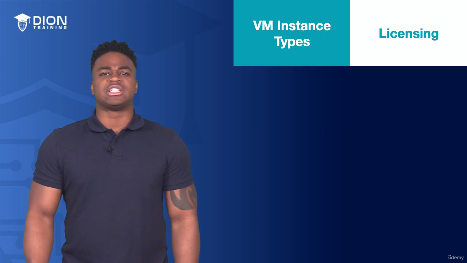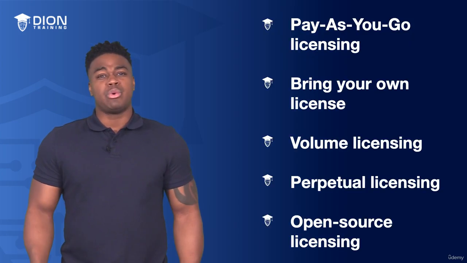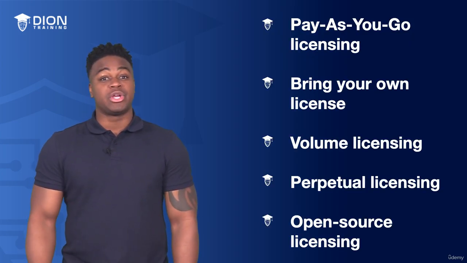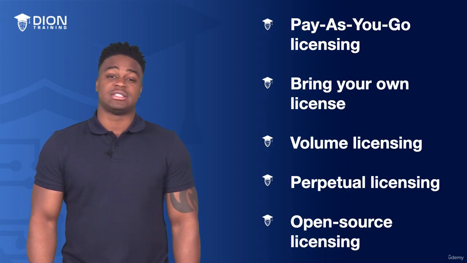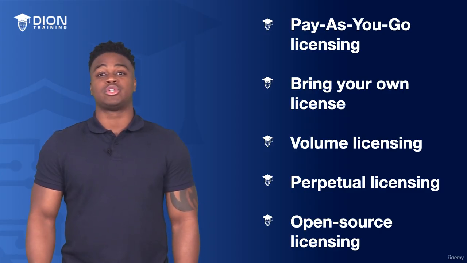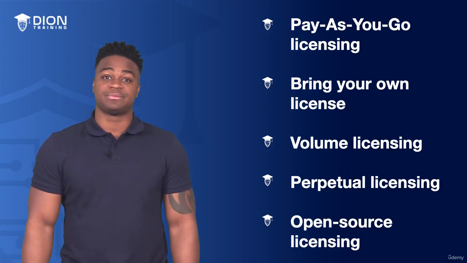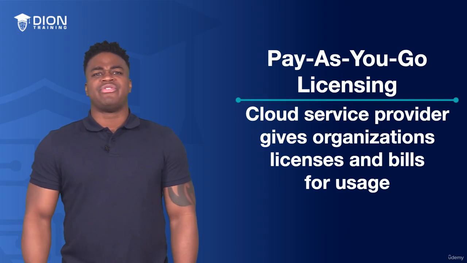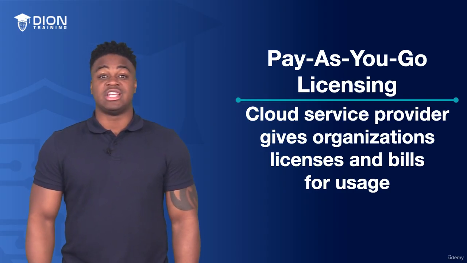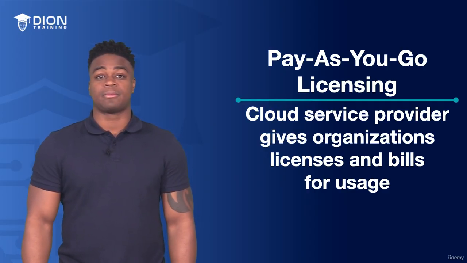Next, we will discuss licensing in the cloud. We will discuss pay-as-you-go licensing, bring your own license, volume licensing, perpetual licensing, and open source licensing for your virtual machine. With pay-as-you-go licenses, the cloud service provider gives your organization the necessary licenses for you to run your applications and services on the cloud provider's hardware, and then you will simply be billed for the usage of that license.